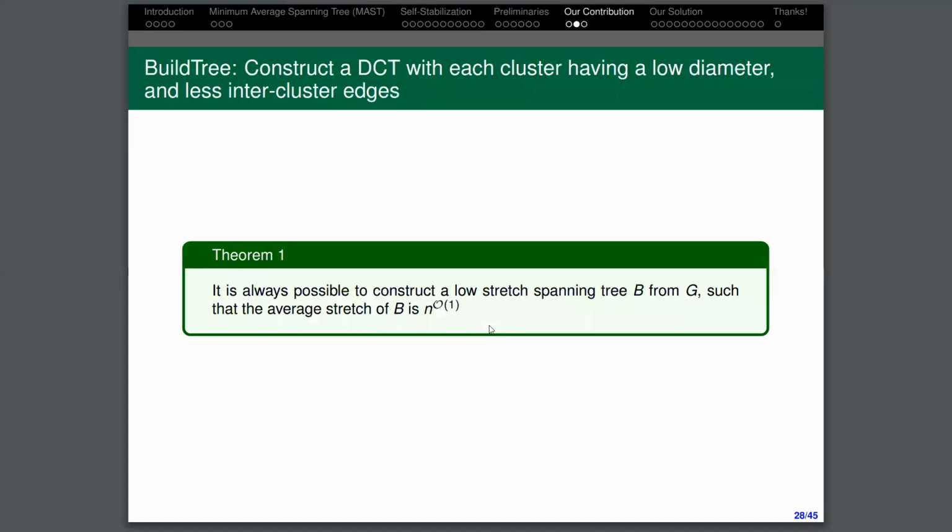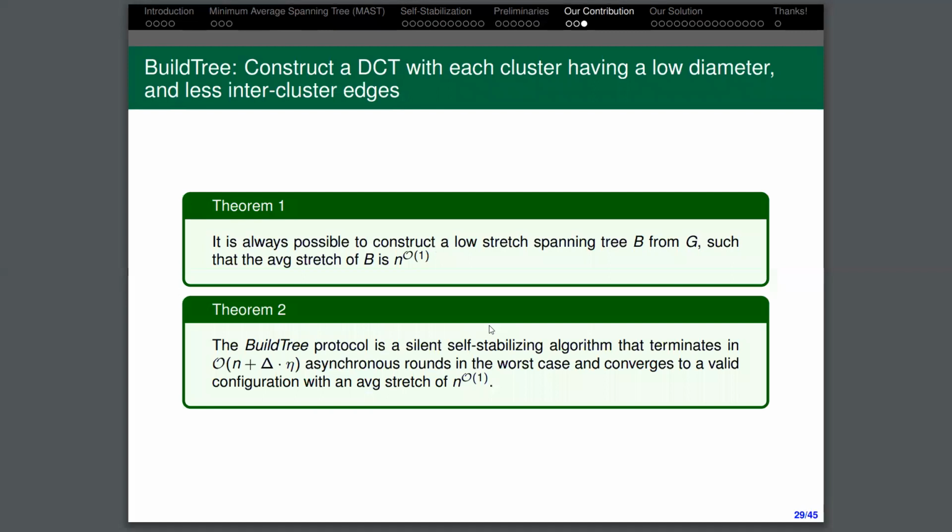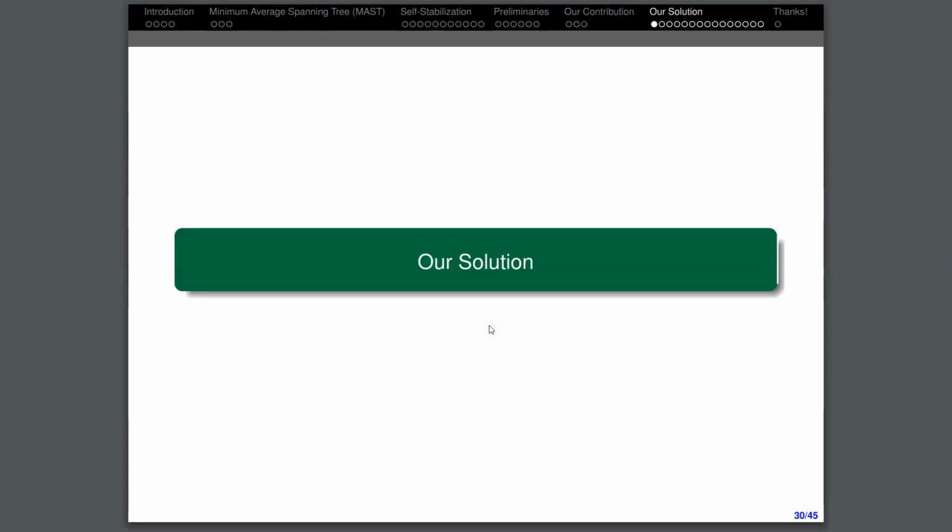Okay, so the main contribution of this work can be summarized in the following results. The first theorem states that the DCT construction used in our algorithm generates a MAST with an average stretch of n to the power order 1, or a stretch polynomial in n. And the second theorem states that the proposed protocol terminates this construction in order of n plus delta times eta asynchronous rounds, where delta is the maximum size of a cluster and eta is the number of clusters in the constructed DCT. Okay, so now we explain our solution in brief.